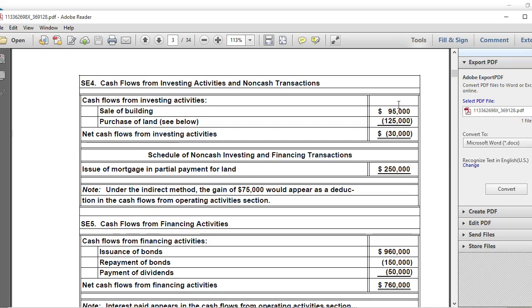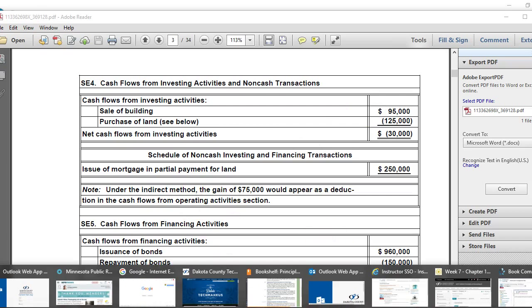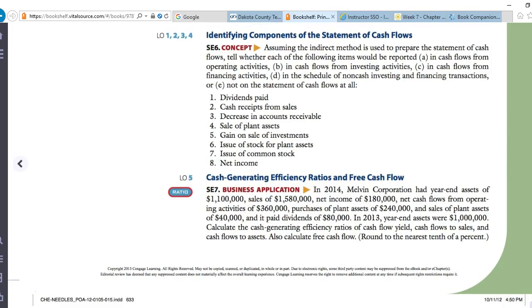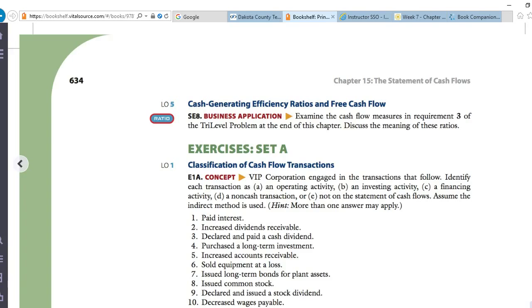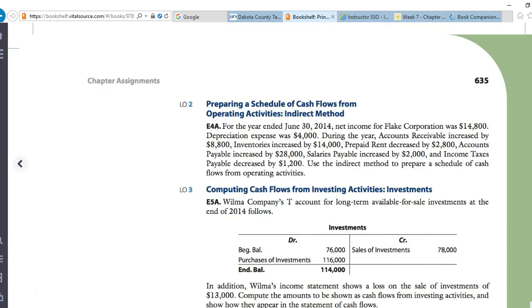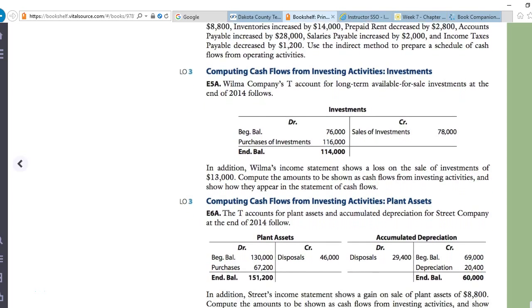So the key here is when we sell a building, we increase cash. When we purchase a building, we decrease cash. When we take out a loan or increase our loans, we add to cash. Let's look at SE5. Actually, let's look at E5A.